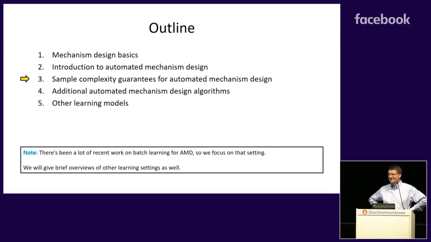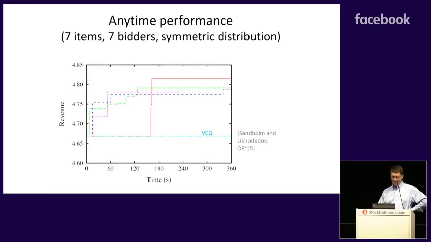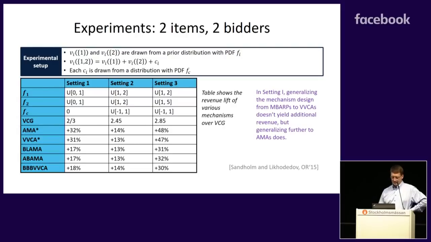Go ahead. So in your slide, experiments 2 items, 2 bidders, how sensitive is it to the PDF choice which you have selected? If I understand correctly, you have a uniform distribution here. Did you try other distributions, and is it very sensitive? Yes, we did try other distributions, and it is very sensitive. And this is kind of the whole point, in that you don't want to be using a general purpose mechanism. You want to be using a mechanism that's specifically tailored to the distributions at hand.